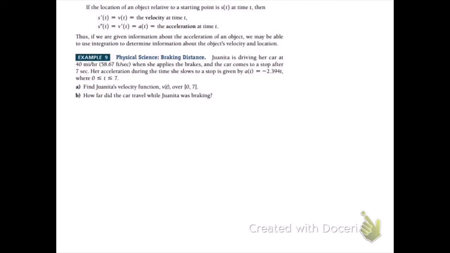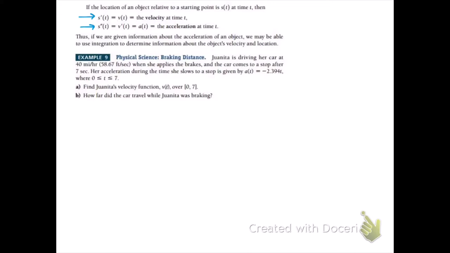So something that we've already talked about a little bit is if we're given a function that tells us the location of an object relative to a starting point at time t, or in other words, a distance function, then if we take the derivative of that function, we'll get the velocity function. And then if we take the derivative of the velocity function, we'll get something called the acceleration. So the second derivative of the distance function, or the starting point function, will give us the acceleration function.